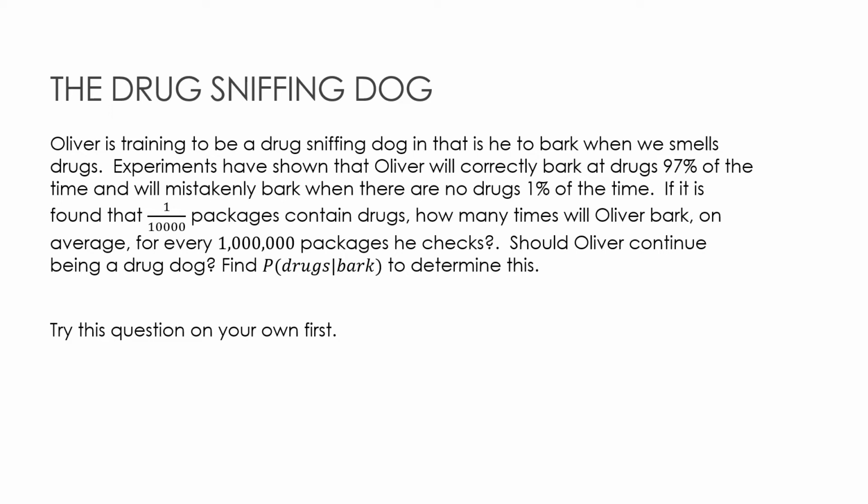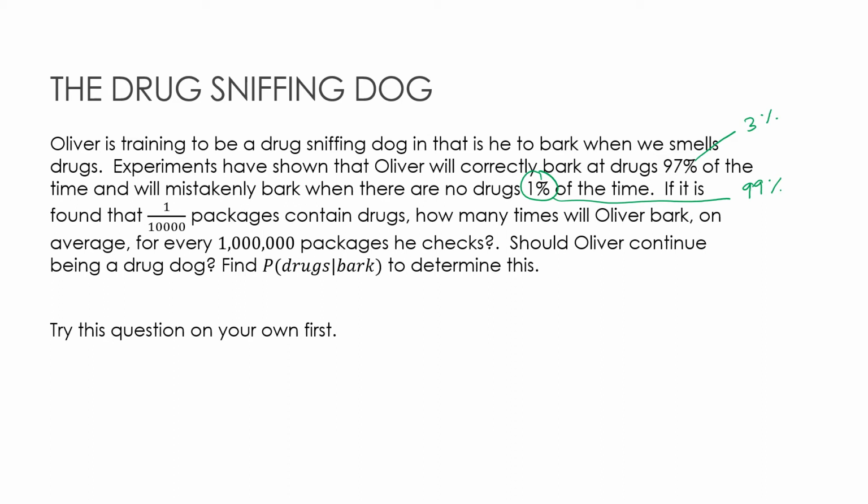Oliver is training to be a drug-sniffing dog in that he is to bark when he smells drugs. Experiments have shown that Oliver will correctly bark at drugs 97% of the time and mistakenly bark when there are no drugs 1% of the time. So again, here we're looking at 97% versus 3% that he misses, and then 1% mistakenly, but 99% he is correct when there are no drugs. If it is found that 1 out of 10,000 packages contains drugs, how many times will Oliver bark, on average, for every 1 million packages he checks? Should Oliver continue to be a drug dog?